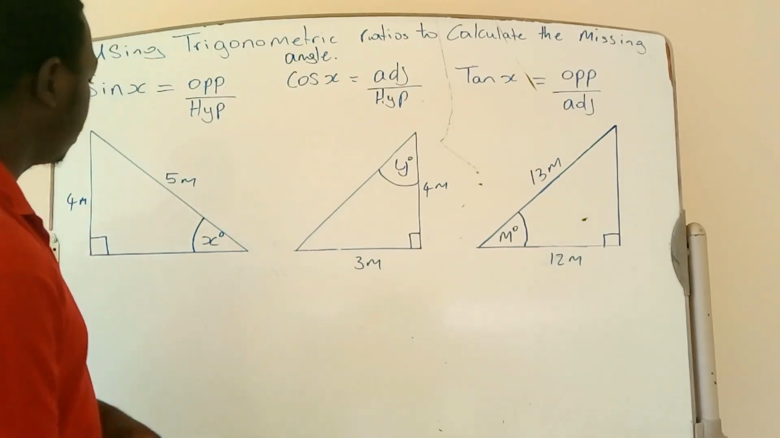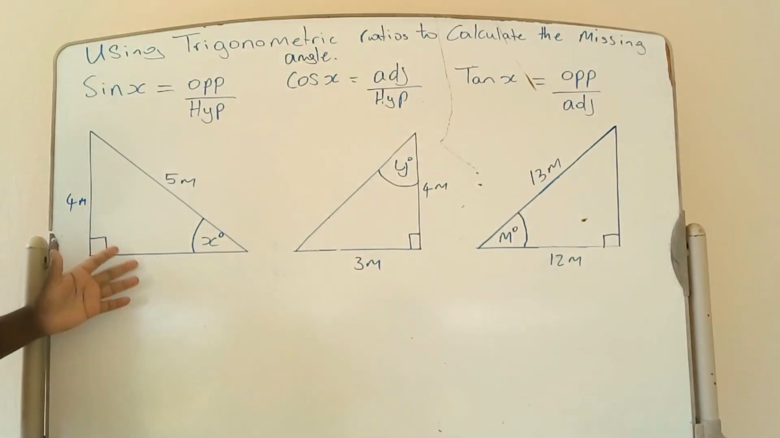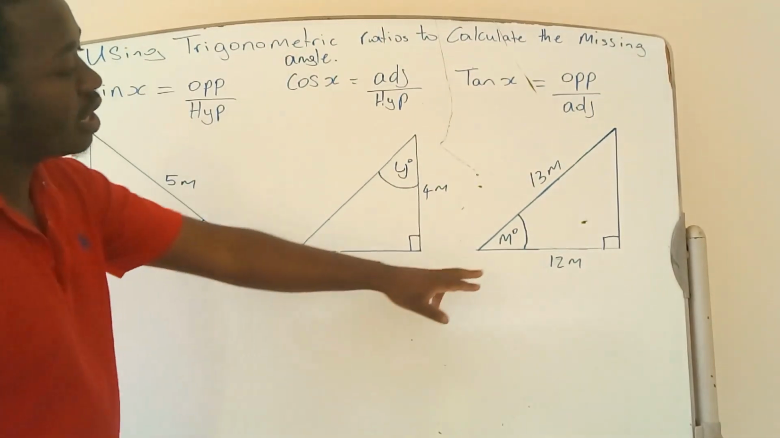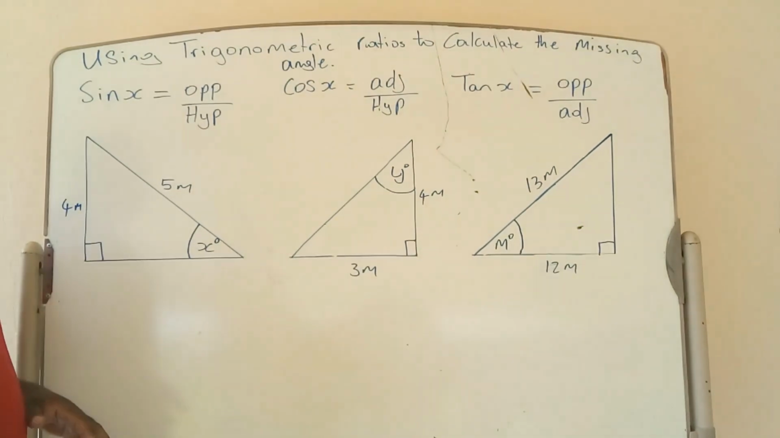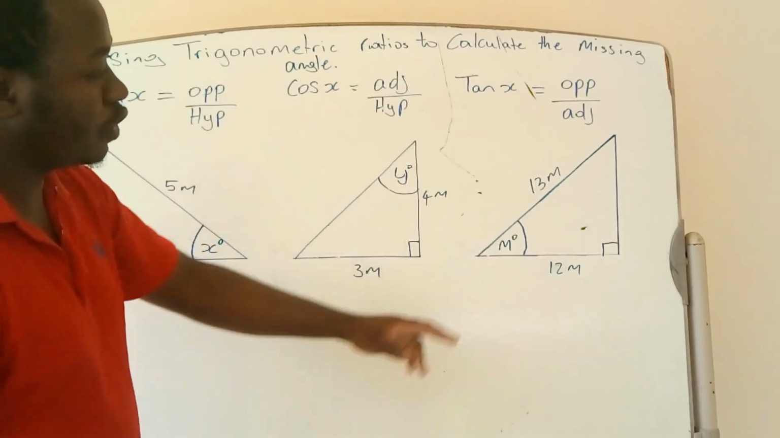tan of an angle. So here I have three triangles on the board, and we are asked to find angle M, angle Y, and angle X. So I'm going to start with angle M first.